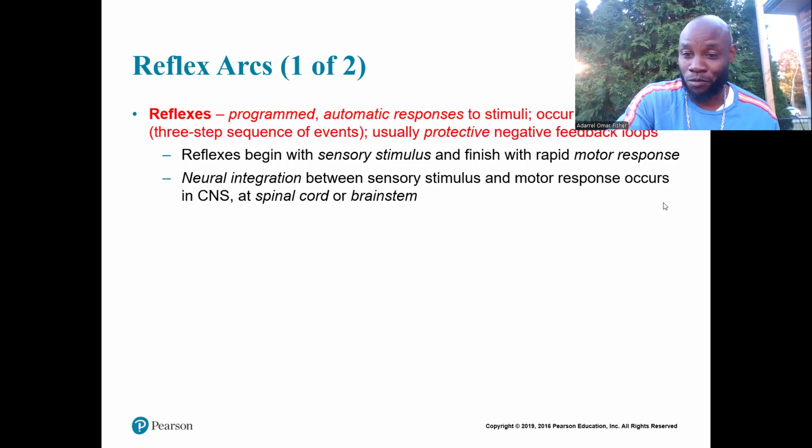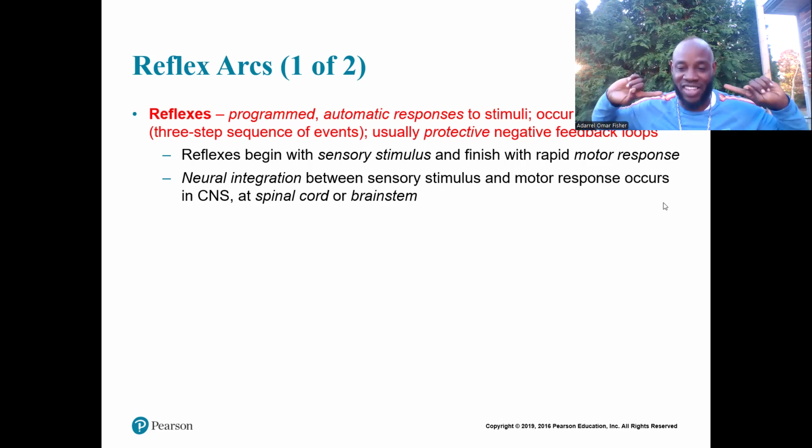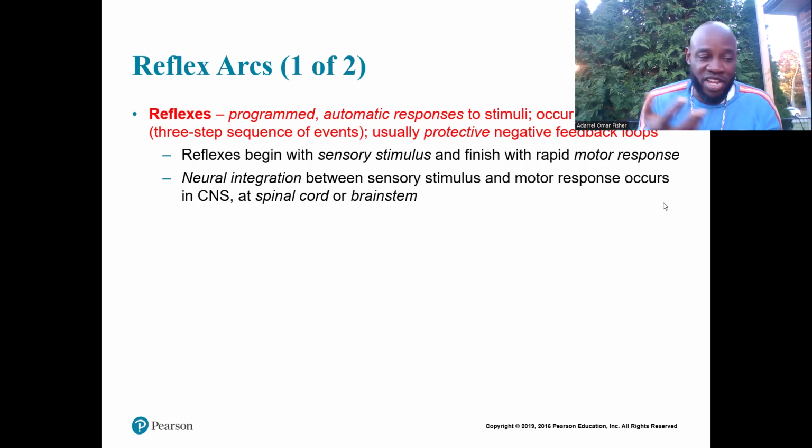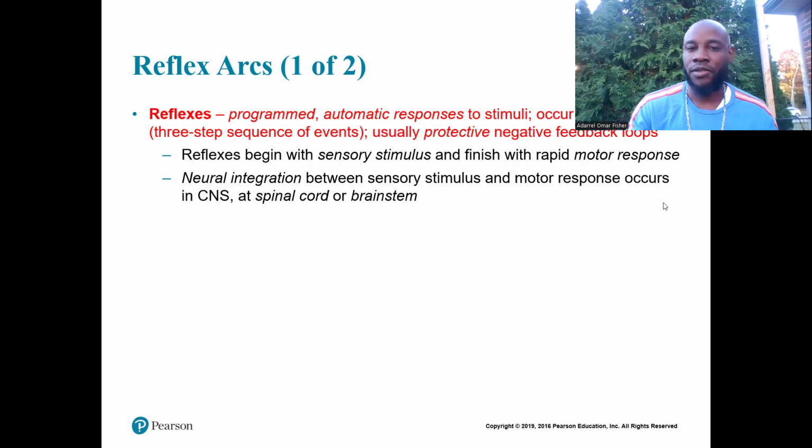So then why is that useful? Why the spindles and the Golgi tendon organs? Because of reflexes. And that's really what we want to get to. Programmed automatic responses to stimuli occur in a reflex arc, usually protective negative feedback loops. But to have a reflex, you have to have sensation. To have sensation, you have to have these muscle spindles and these Golgi tendon organs sending information back to the central nervous system. All right, so your reflexes begin with a sensory stimulus and finish with a rapid motor response. The neural integration between the sensory and the motor occurs in the CNS.